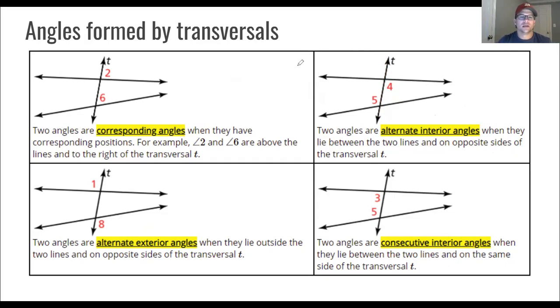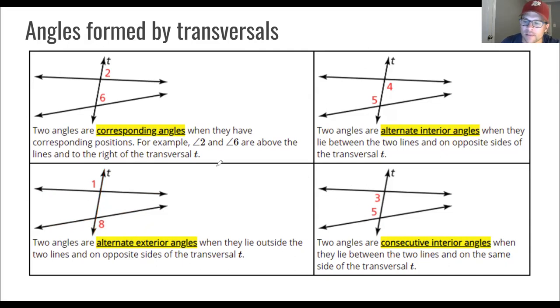Alternate exterior, again, is the same thing. So you're looking at angles that are on the outside of your transversal. Anything up here above the top line and anything down here below the bottom line would be exterior. And then alternate would be anything on opposite sides of this transversal right here. So 1 and 8 would be an example. The other one that you could do would be this angle and that angle right there, a pair of alternate exterior angles.